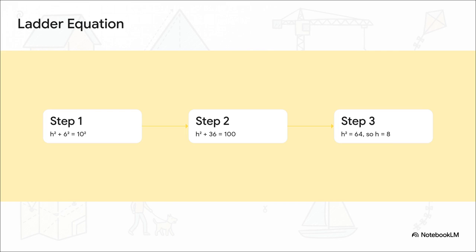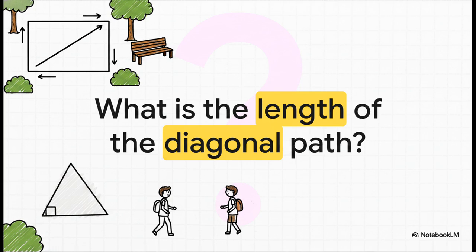Moving to step 2, we just do the math. 6 squared is 36, and 10 squared is 100. So h squared plus 36 equals 100. To get h squared all by itself, we simply subtract 36 from 100, which leaves us with 64. Finally, in step 3, we ask ourselves, okay, what number multiplied by itself equals 64? Well, the square root of 64 is 8. So by being diligent with our formula, we've just figured out that the ladder reaches exactly 8 feet high up that wall. Awesome job!